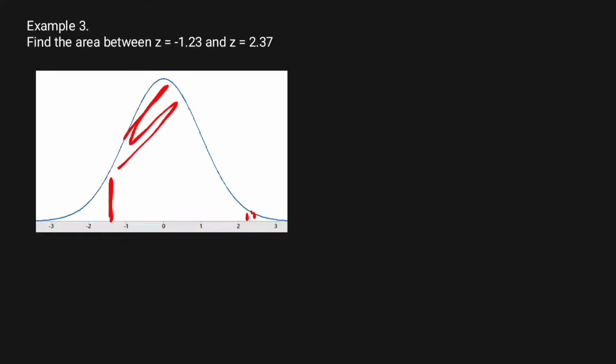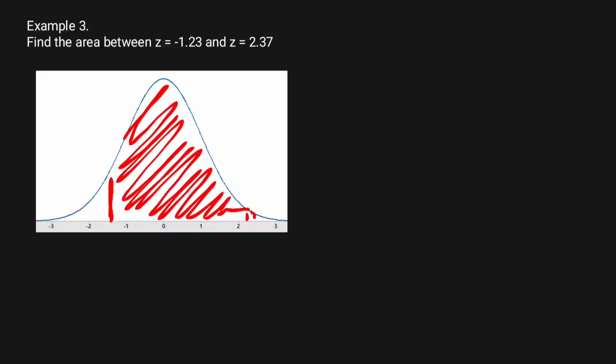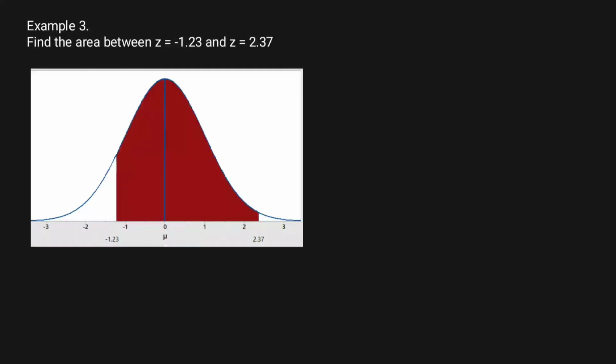Okay, so kunin natin yung area between. So yan yung hinahanap natin na area between negative 1.23 and 2.37. Okay, so yan yung area na hinahanap natin. So kailangan lang natin gawin, kunin natin yung area sa z equals negative 1.23 and z equals 2.37. So unahin natin itong negative 1.23.